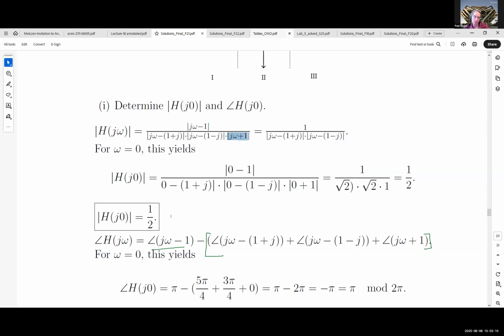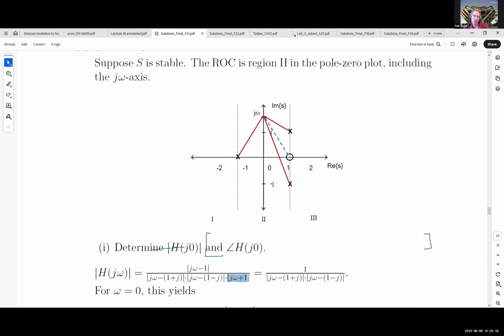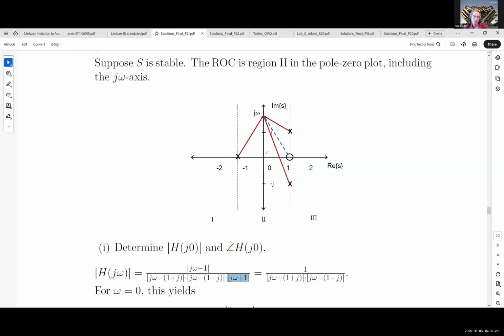So you have to go back up to that picture and figure out when you're looking at omega equal to 0. The blue line is going to be this one right here, that angle for the numerator. And for the denominator, it's going to be the sum of the angles of these 3 vectors. I'm going to draw them in pink so you can distinguish them from the red. So there's going to be this one, and this one.